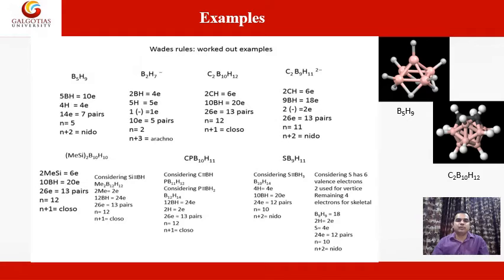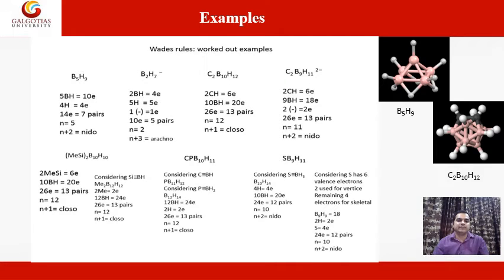Let us take some more examples for calculation of the number of SEP through which we can predict the shape of different clusters of either boranes or carboranes. For B5H9, we have already calculated in the previous slide. For that, we are getting the value of n plus 2. That means it comes under the class of nido cluster.